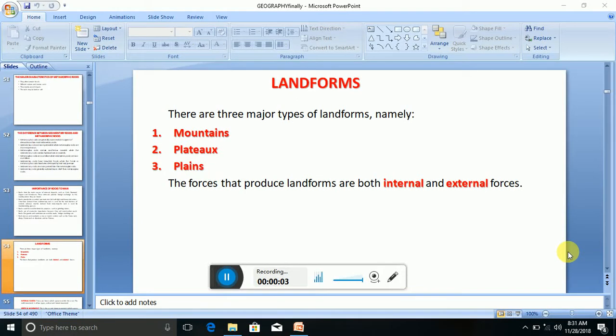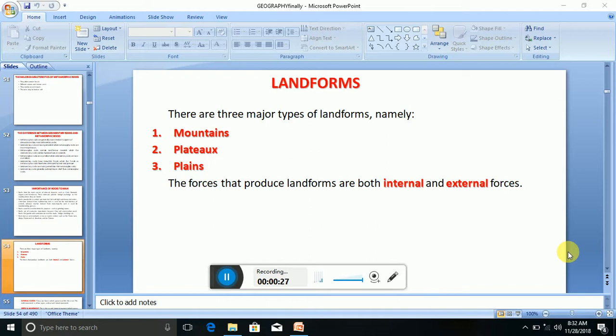Landforms. Today we are going to be looking at landforms. There are three major types of landforms, namely mountains, plateaus, and plains. The forces that produce these landforms are both internal and external forces.